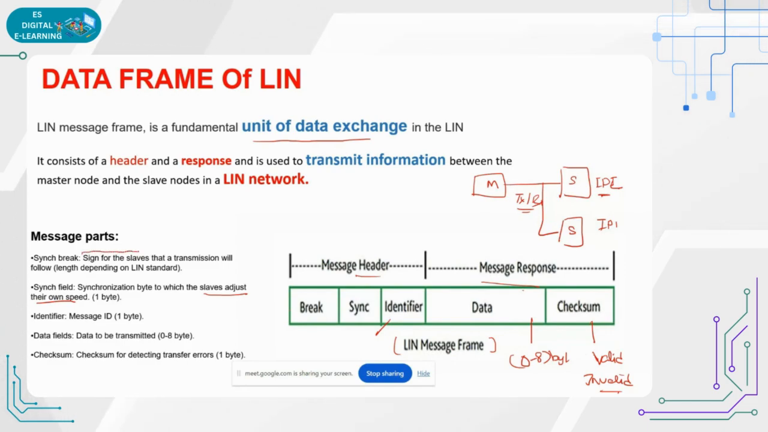So you need to highlight this sign for the slave that transmission will be followed. It is the indication to the slave that we are able to transfer the message. And we have this sync, which is the syncing of the information. It just adjusts whether I can transfer the data now or not, so it will be a part of the sync. Okay, is it clear?